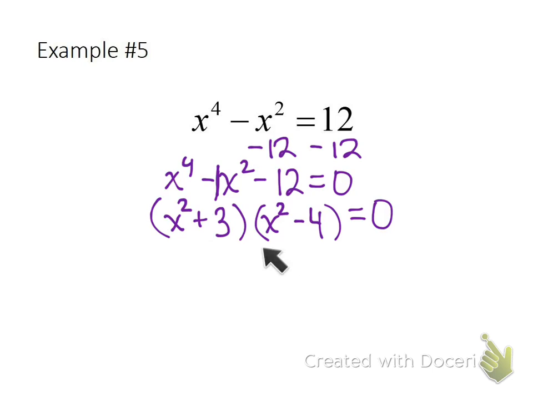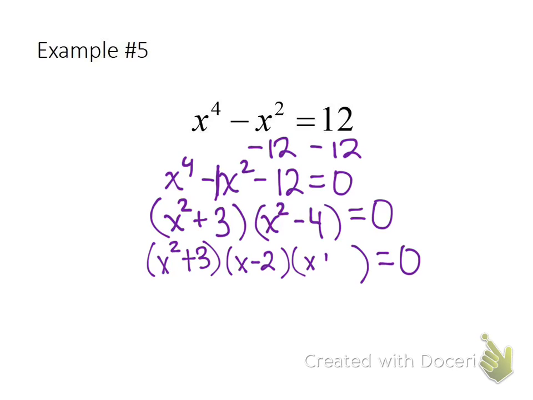Which of these two sets of parentheses can factor more? Second one. This is the difference of two perfect squares. So the x squared plus 3 comes down. X squared minus 4. Who can tell me what that factors into? Sadia? X minus 2 and x plus 2. Good. X minus 2 and x plus 2.